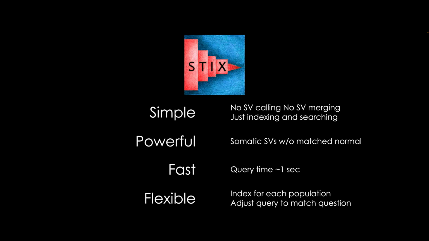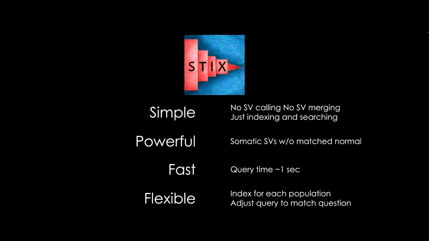It's also quite powerful. It's as good and possibly better than the gold standard tumor normal calling for somatic variant identification. It's also very fast. Once you've indexed, where the indexing time is proportional to the size of your database, queries take about a second, and this is an embarrassingly parallel problem that can scale to very large call sets.